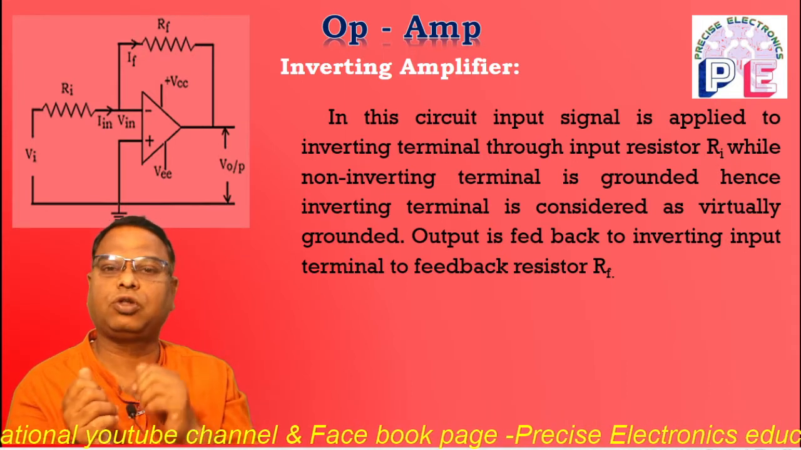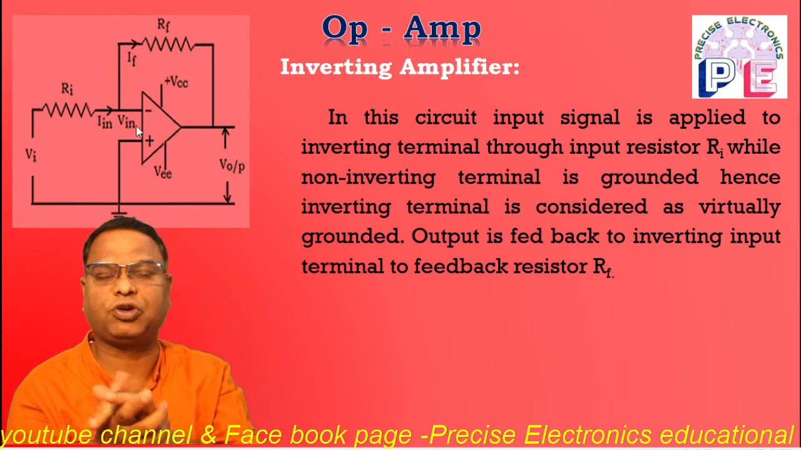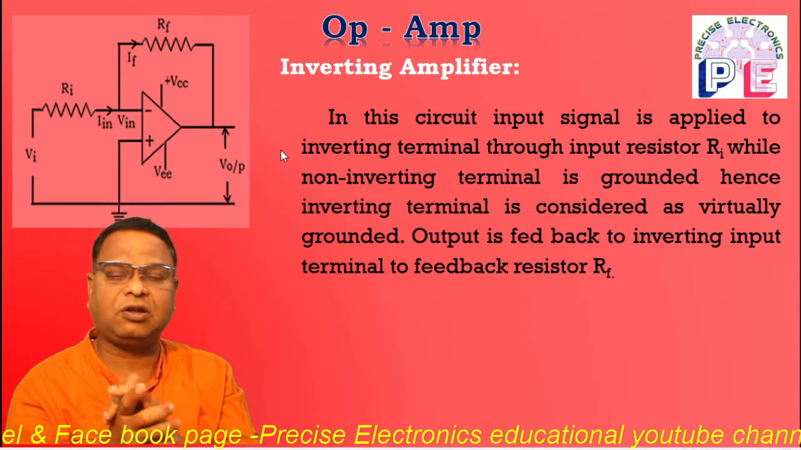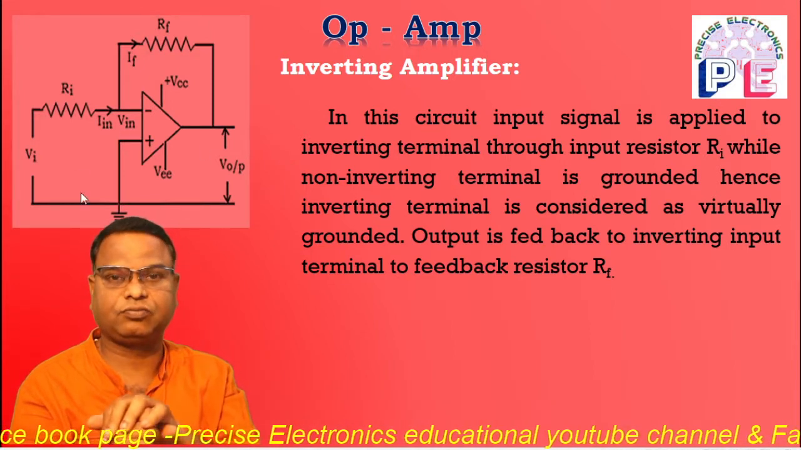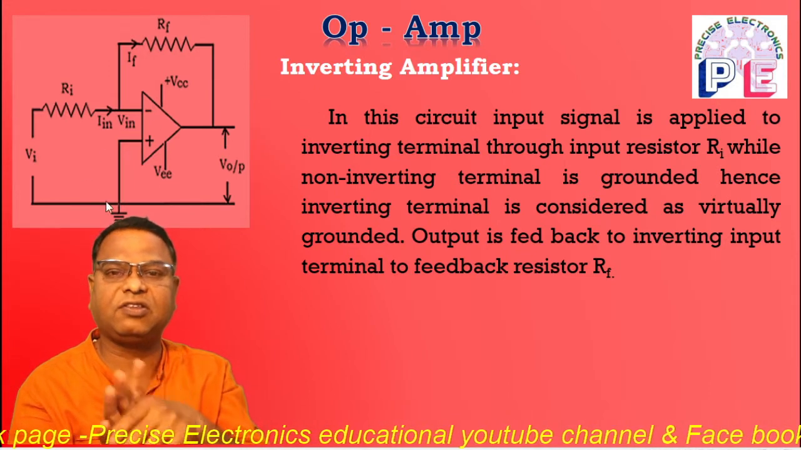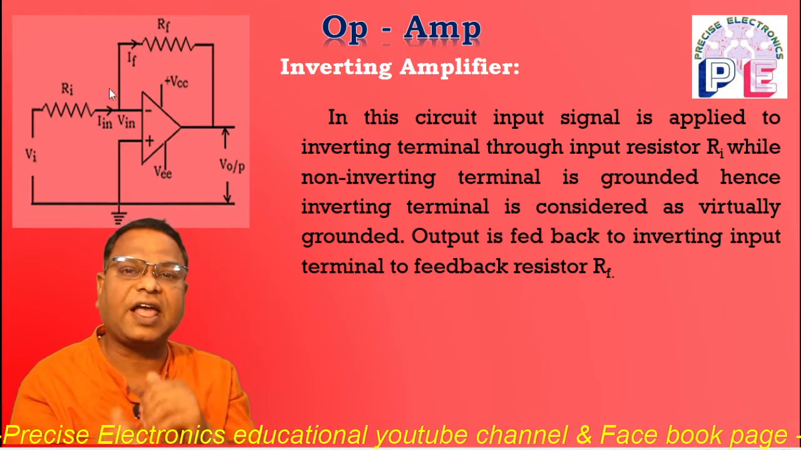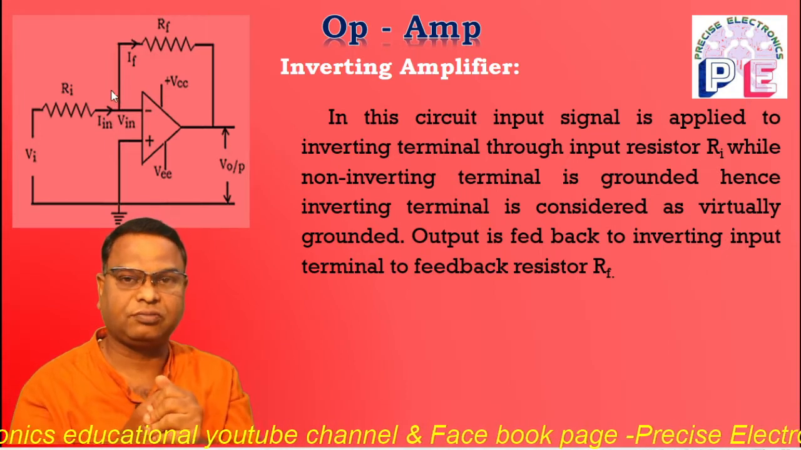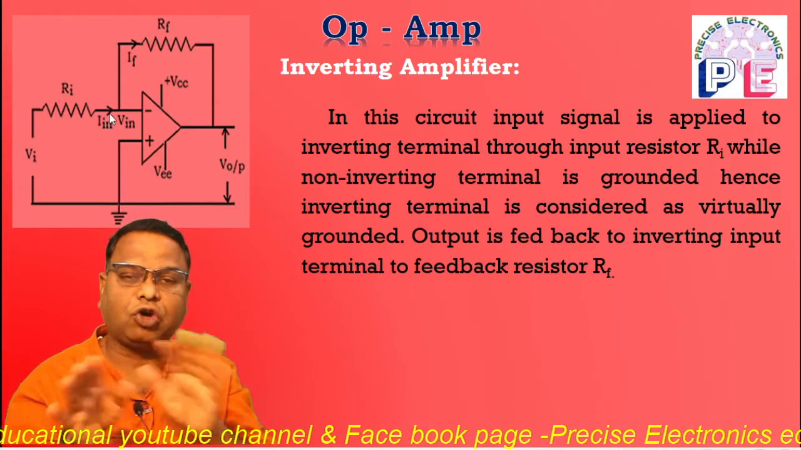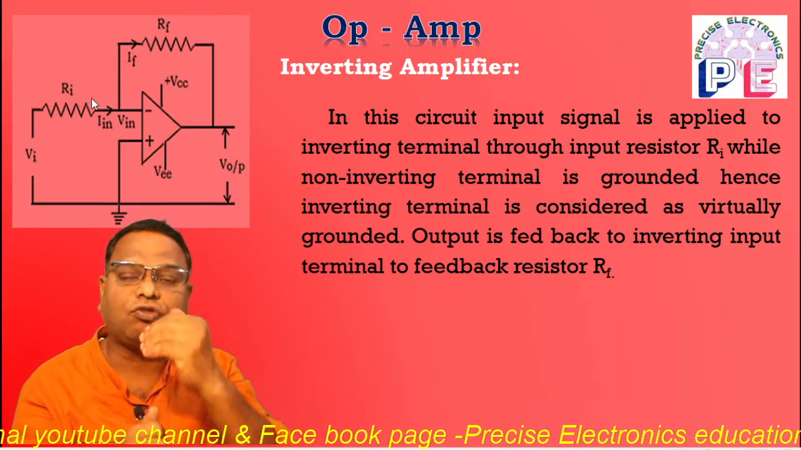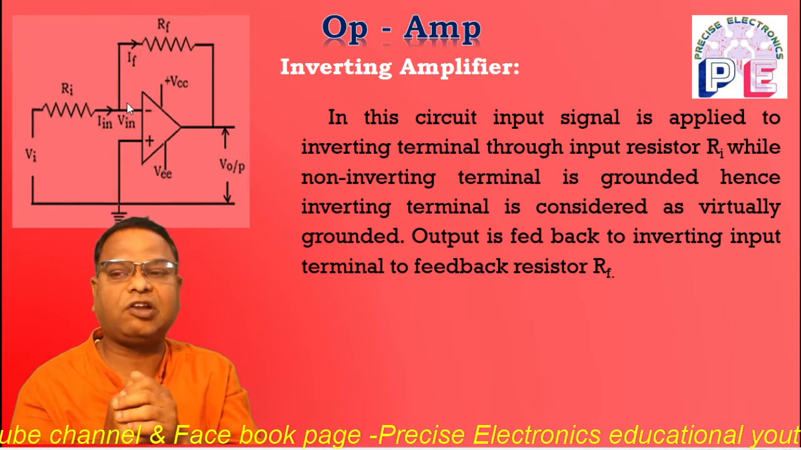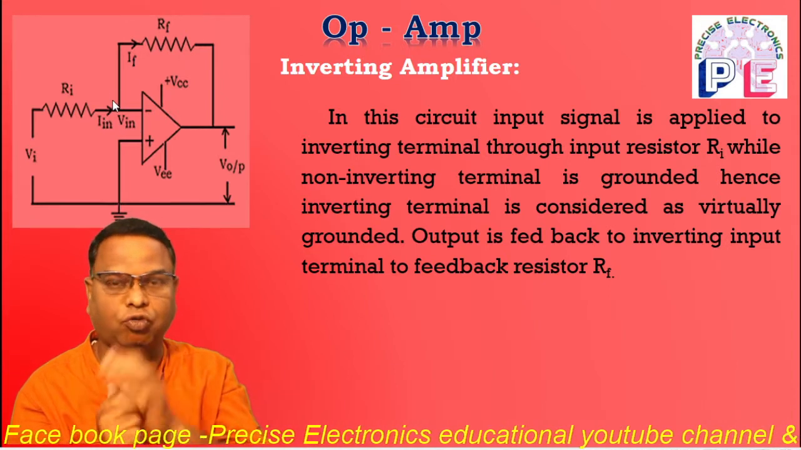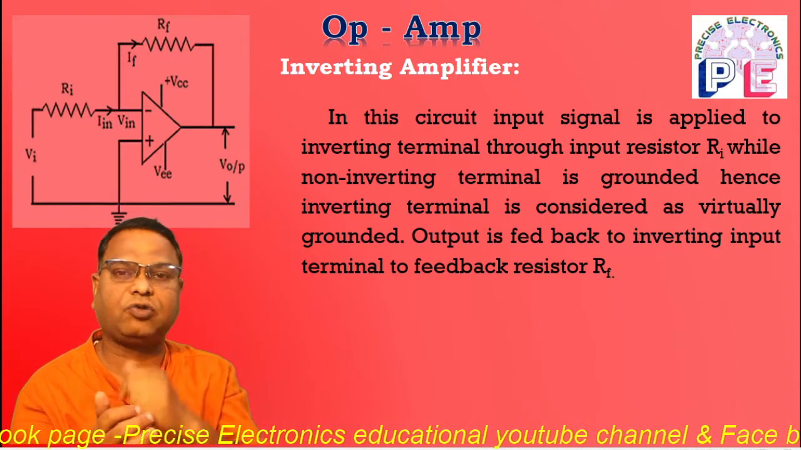Input signal is connected to pin number 2, that is the inverting terminal, through input resistor Ri. Friends, in this case, the non-inverting terminal is grounded, hence the inverting terminal is considered as virtually grounded. Virtually means it is imaginary. Actually, in actual practice, it is not grounded, but it is considered as virtually grounded. Hence, the potential developed at the inverting terminal is considered as 0 volt, because non-inverting is grounded, therefore inverting is virtually grounded.